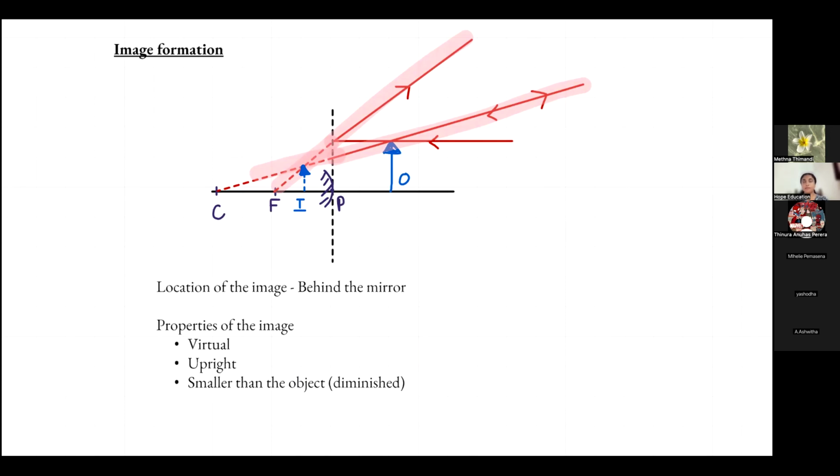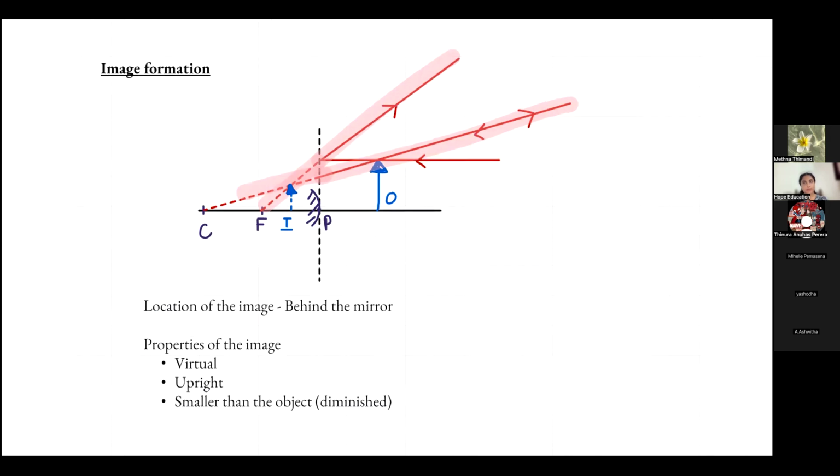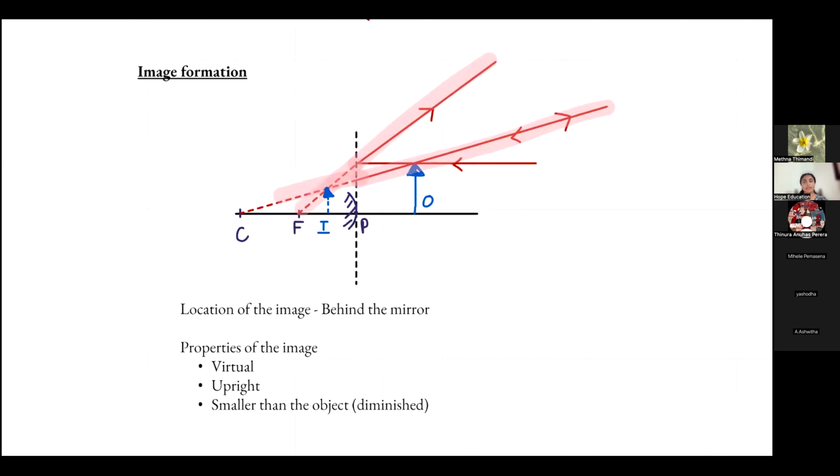Is this clear? Is this clear to all of you? Others?